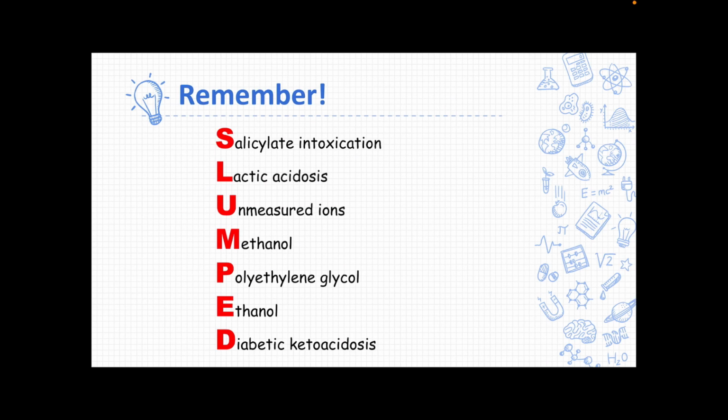And take note of the mnemonic SLUMPED. These are the conditions causing an increase in unmeasured anions, like what I have mentioned earlier, the ethanol, the ketones, and etc. So we have salicylate intoxication, lactic acidosis, uremia, methanol, propylene glycol, ethanol, and of course diabetic ketoacidosis, because again, as I have said, glucose is an osmotically active substance.